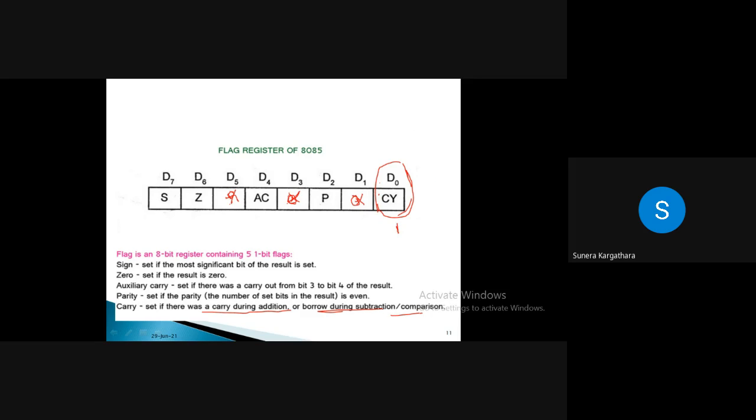So the carry bit will be set to 1 if we are performing any arithmetic or logical operation and there is a carry out of your 8 bits. If a carry is generated from the result or a borrow is generated from the subtraction, at that time this bit will be considered as 1. Otherwise the condition of this will be 0. Am I communicating, students?